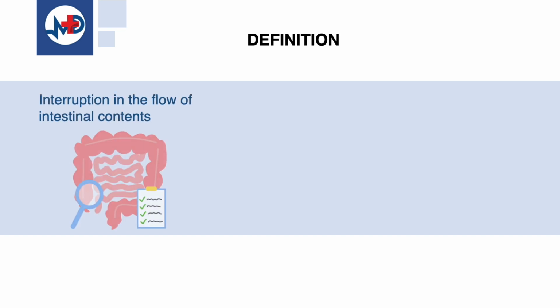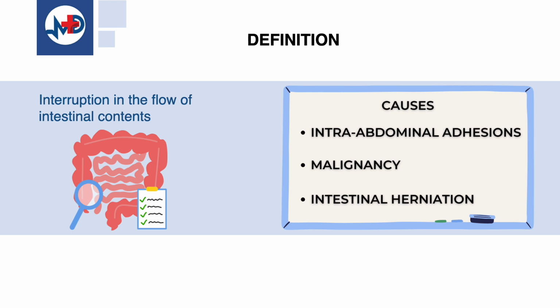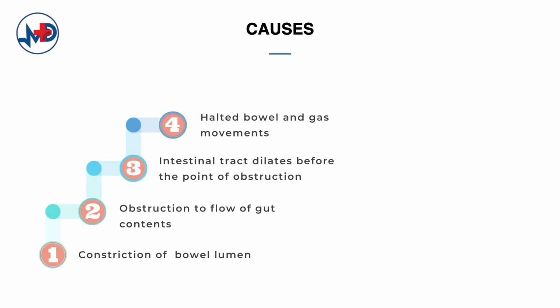An acute intestinal obstruction occurs when there is an interruption in the flow of intestinal contents. Intestinal obstruction is most commonly caused by intra-abdominal adhesions, malignancy, or intestinal herniations. Adhesions, malignancy, or herniation of the bowel causes constriction of the bowel lumen, leading to obstruction of the flow of gut contents, which hinders the exit of the content. This interruption can occur at any point along the length of the gastrointestinal tract, and clinical symptoms are often based on the level of obstruction.